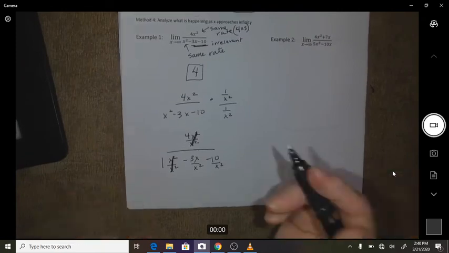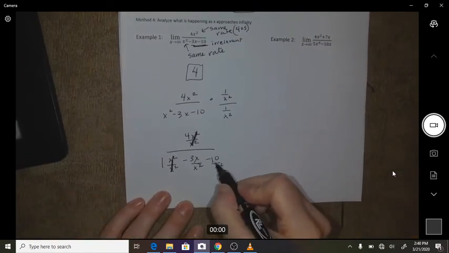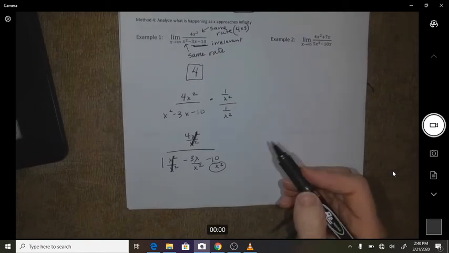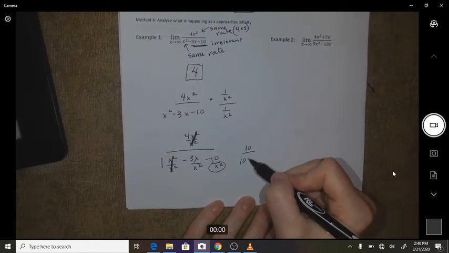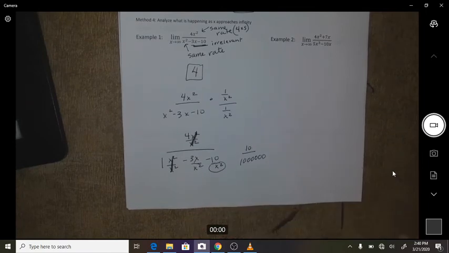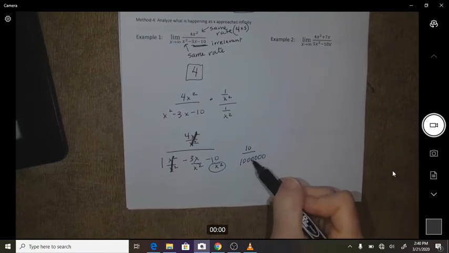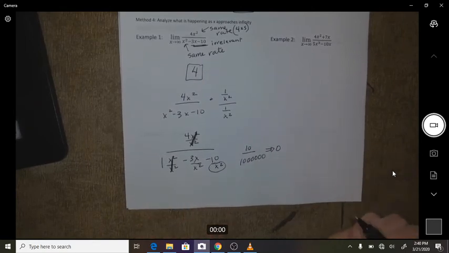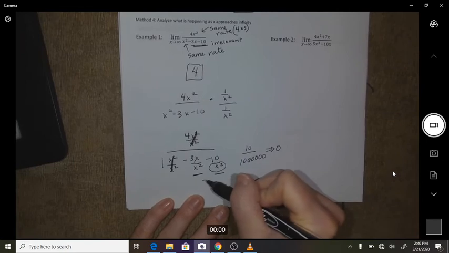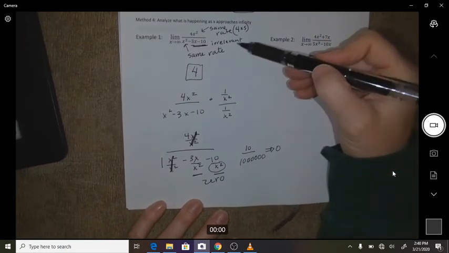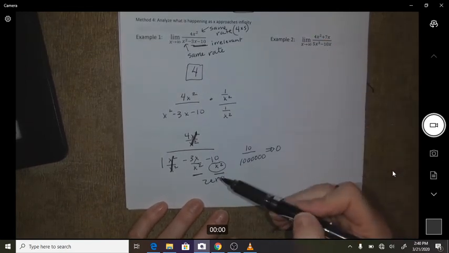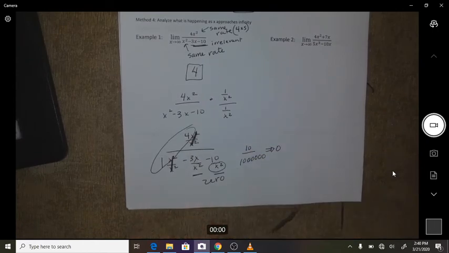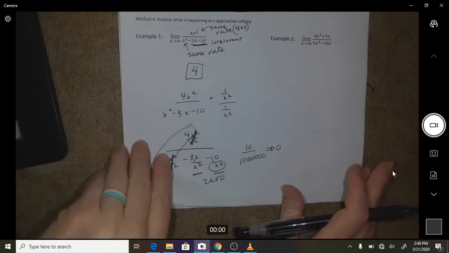Now, when you have a bigger number on the bottom, think about what happens, like 10 over 1,000 million. The bigger the number on the bottom, the more this number approaches 0 because it's getting so small. So these are going to approach 0. Like I said before, that's why they're irrelevant. So then we're approaching a value of 4.